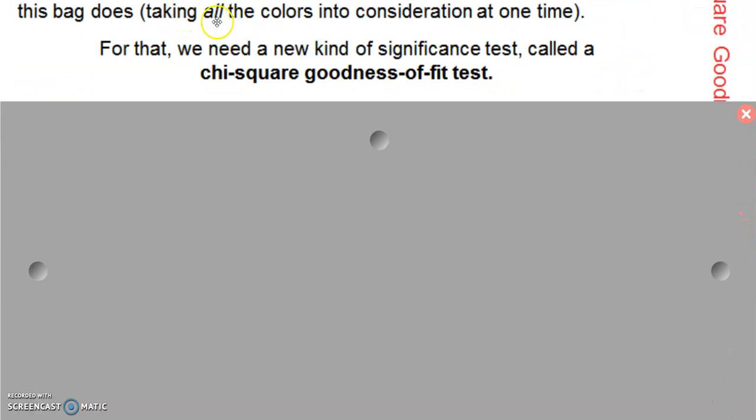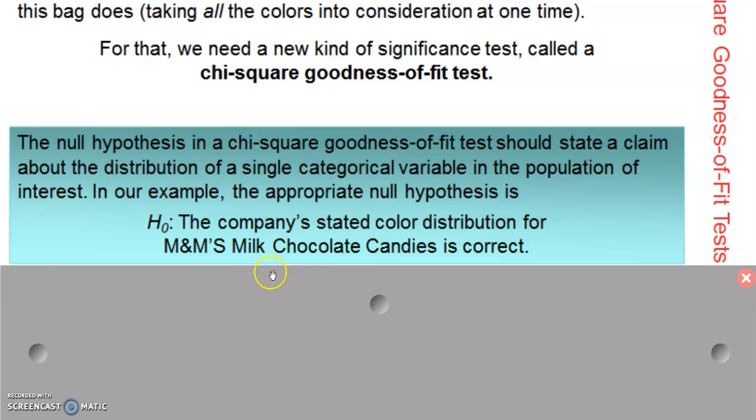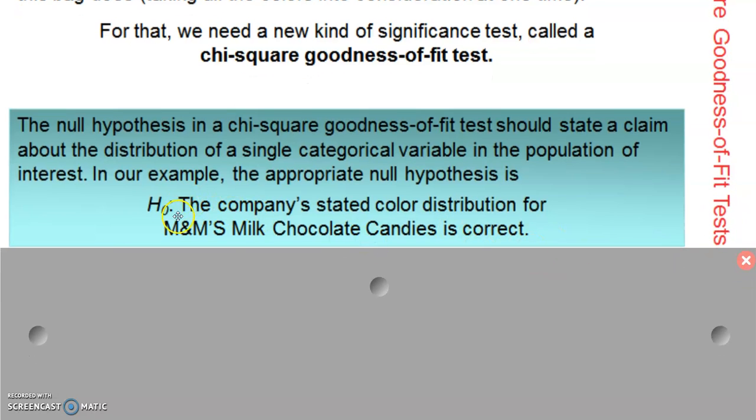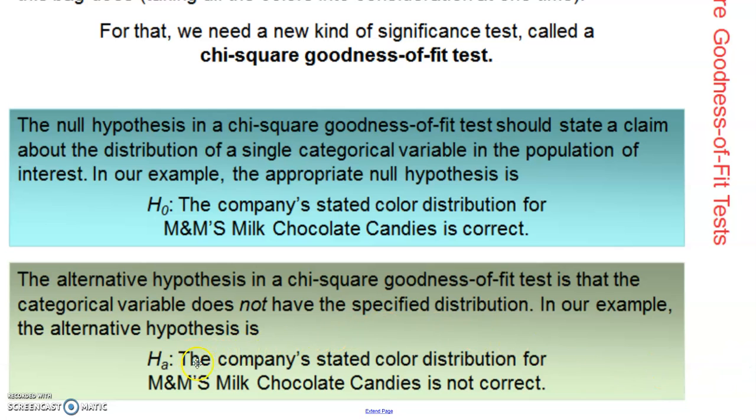We take into consideration all the colors at one time. So here's what the null hypothesis can look like for a chi-squared test. You'll notice I've got a sentence here. It's basically that it's a claim about the distribution of a single categorical variable. So in this example, it's that the company's stated color distribution for M&M milk chocolate candies is correct. And you can see I can write the null hypothesis that way with a sentence. The alternative is that that categorical variable does not have the specified distribution. So it would be the company's stated color distribution for M&M candies is not correct. So that's one way you can write the null hypothesis and alternative hypothesis.